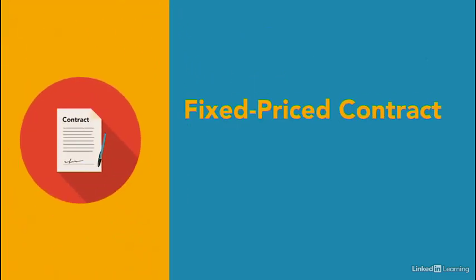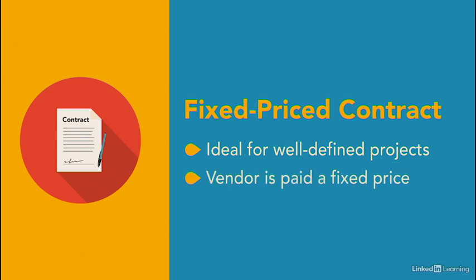Contracts fall into several categories. Fixed price contracts work when your project is well defined. This type of contract places the risk on the vendor because the vendor is paid a fixed amount no matter how much time the work takes or how much it costs.